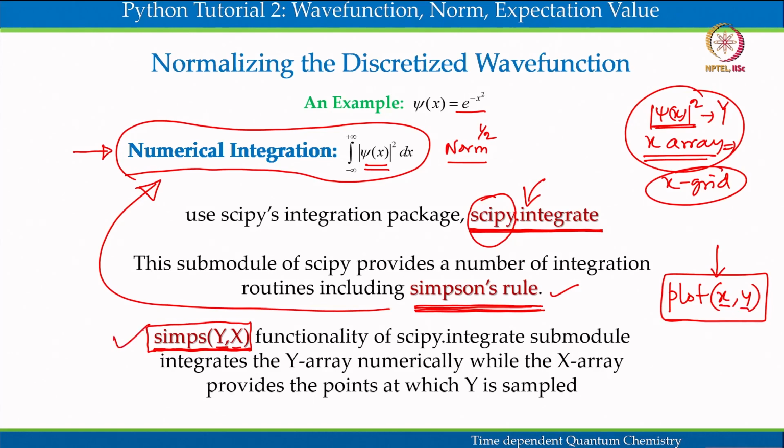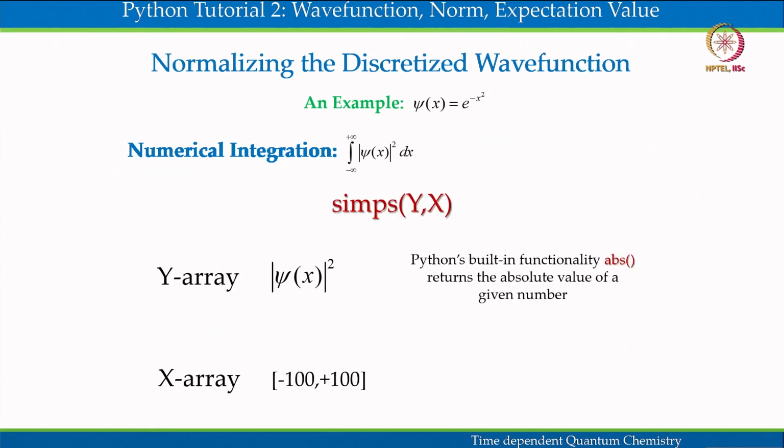So we will use this. It is a very simple thing, and it is pre-written code. Once you invoke this simps functionality, it actually uses that pre-written code in the Python SciPy integrate submodule, and it will give me the result.